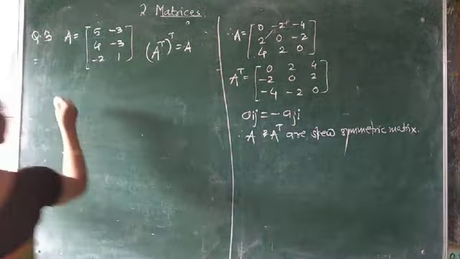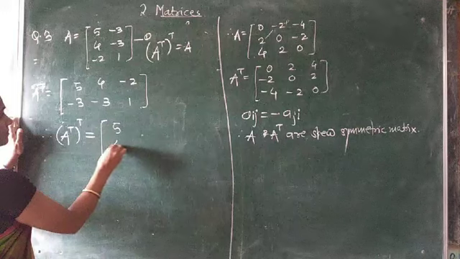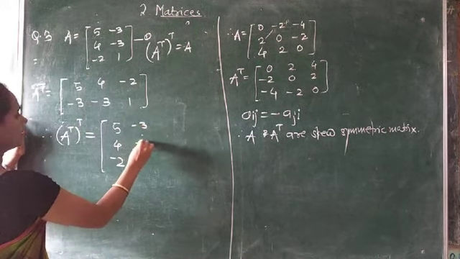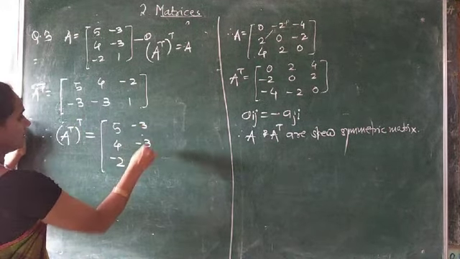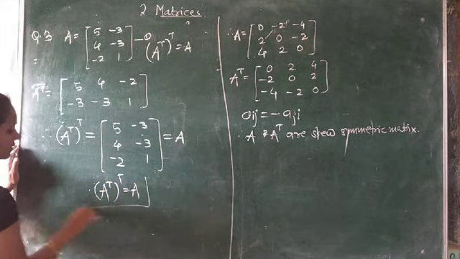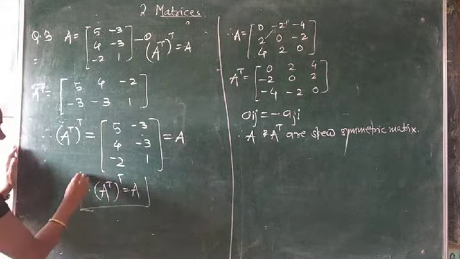First take this matrix, equation 1. Now take (A transpose) transpose. Take its transpose again, so this row is converted into a column: 5, 4, -2, -3, -3, 1. And this is equal to A. Therefore, here we prove (A transpose) transpose is equal to A. This is our third question.